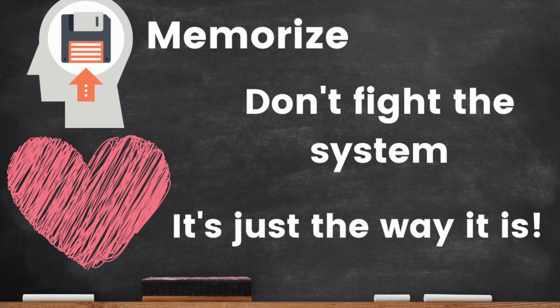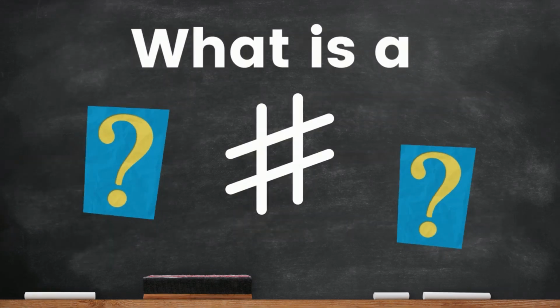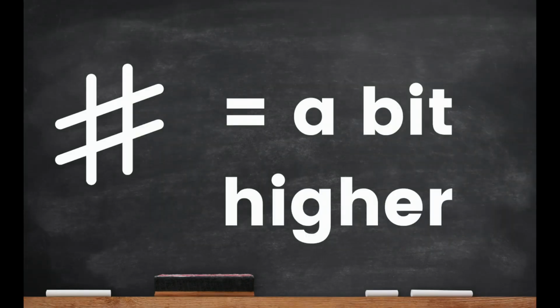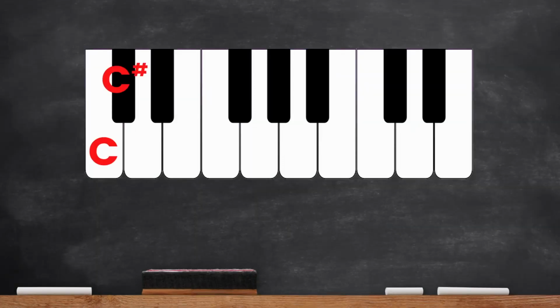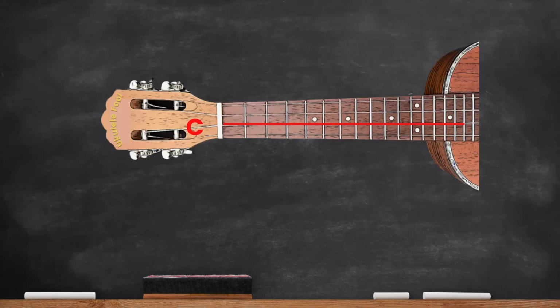So what is a sharp? A sharp makes a natural note a bit higher, like this. This is C. This is C sharp. Just a little bit higher, but not as high as D. So it's C, C sharp's higher, but it's not as high as the next natural note, D.